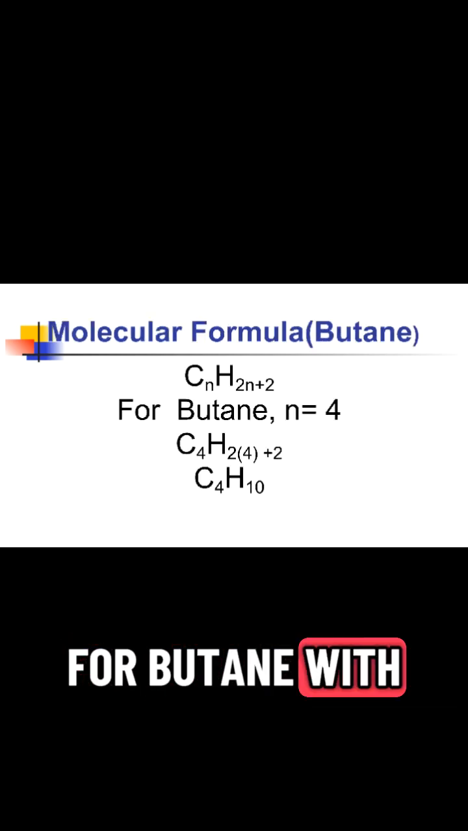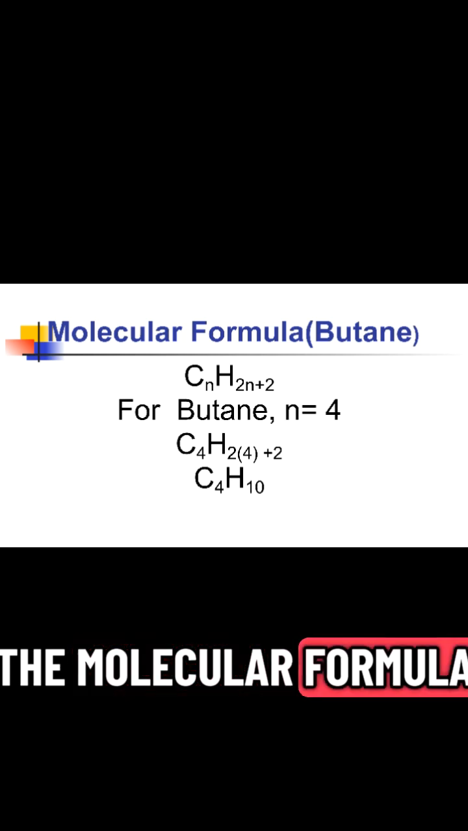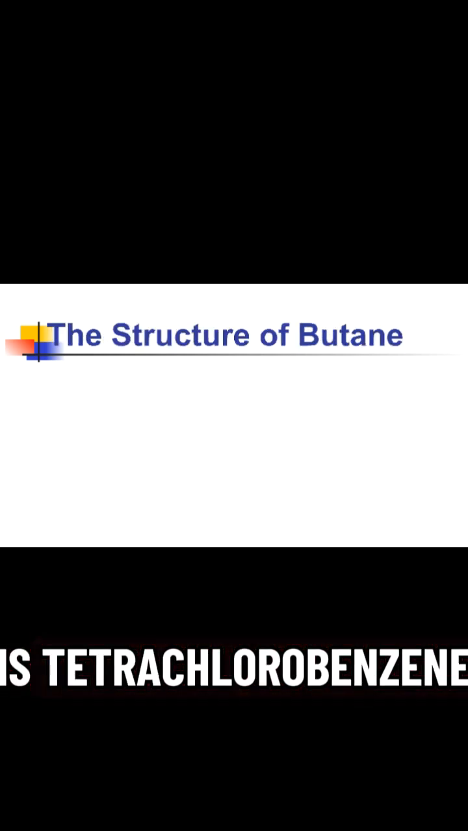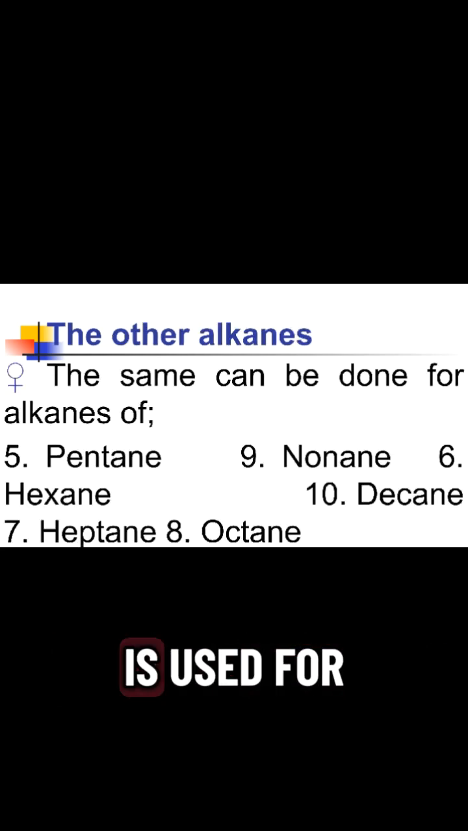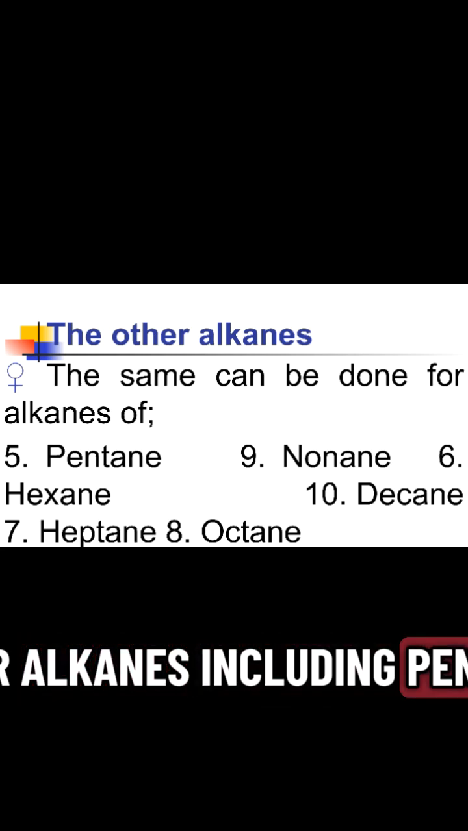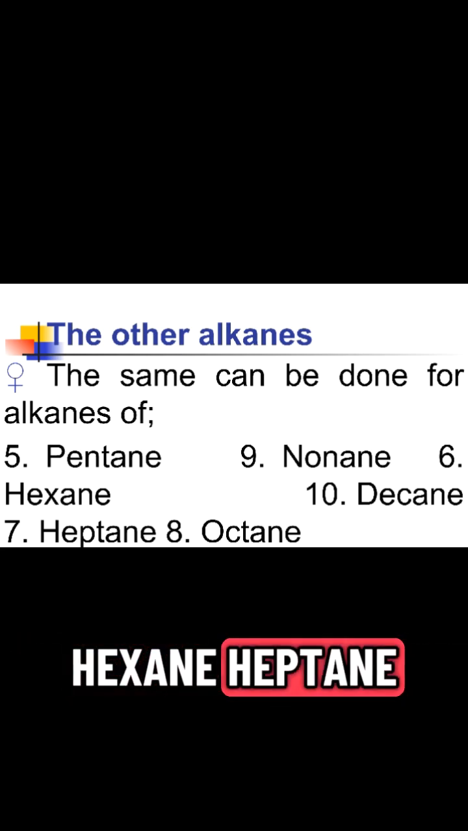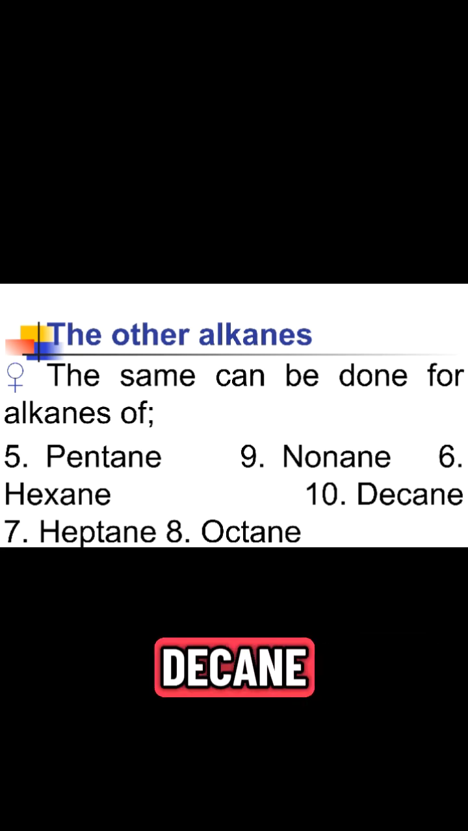For butane, with n equal to 4, the molecular formula is C4H10. This is the structure of butane. The same formula is used for other alkanes, including pentane, hexane, heptane, octane, nonane, and decane.